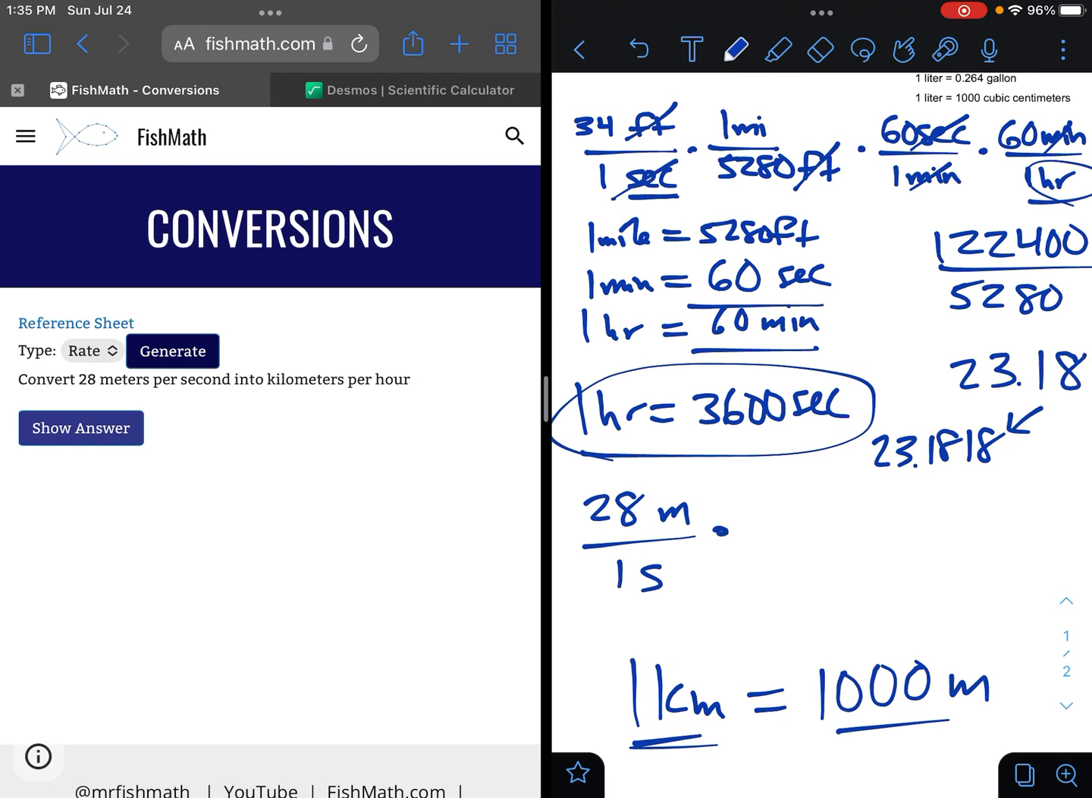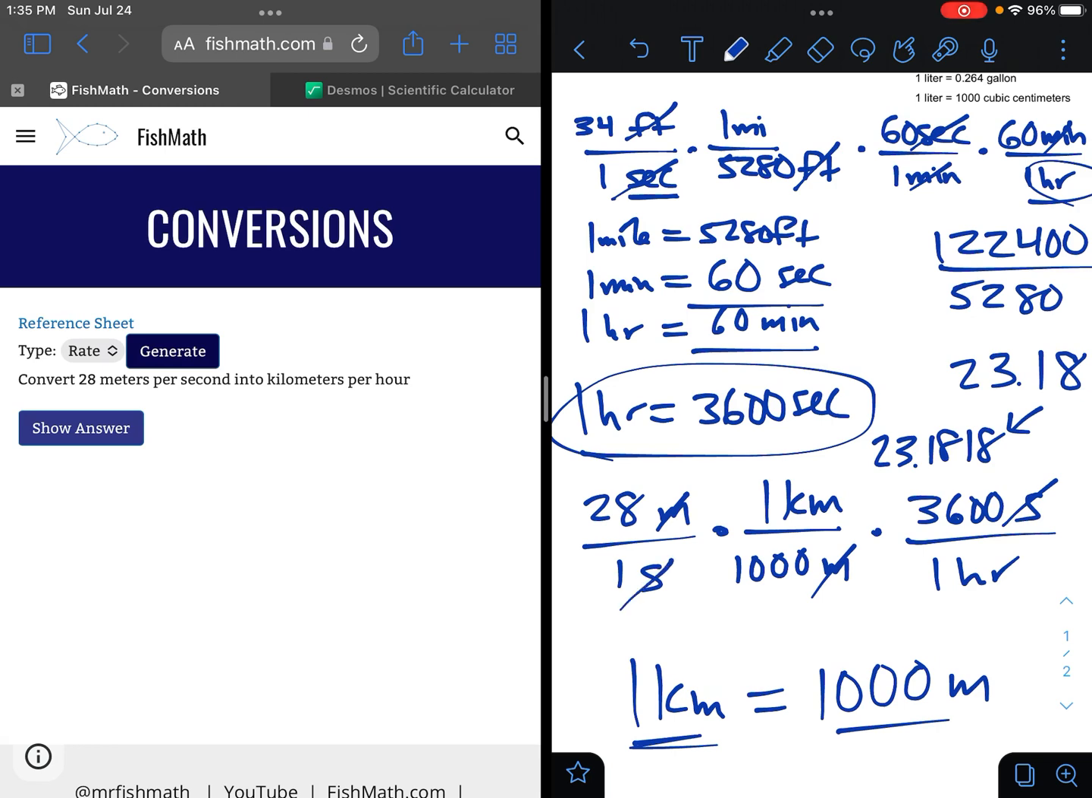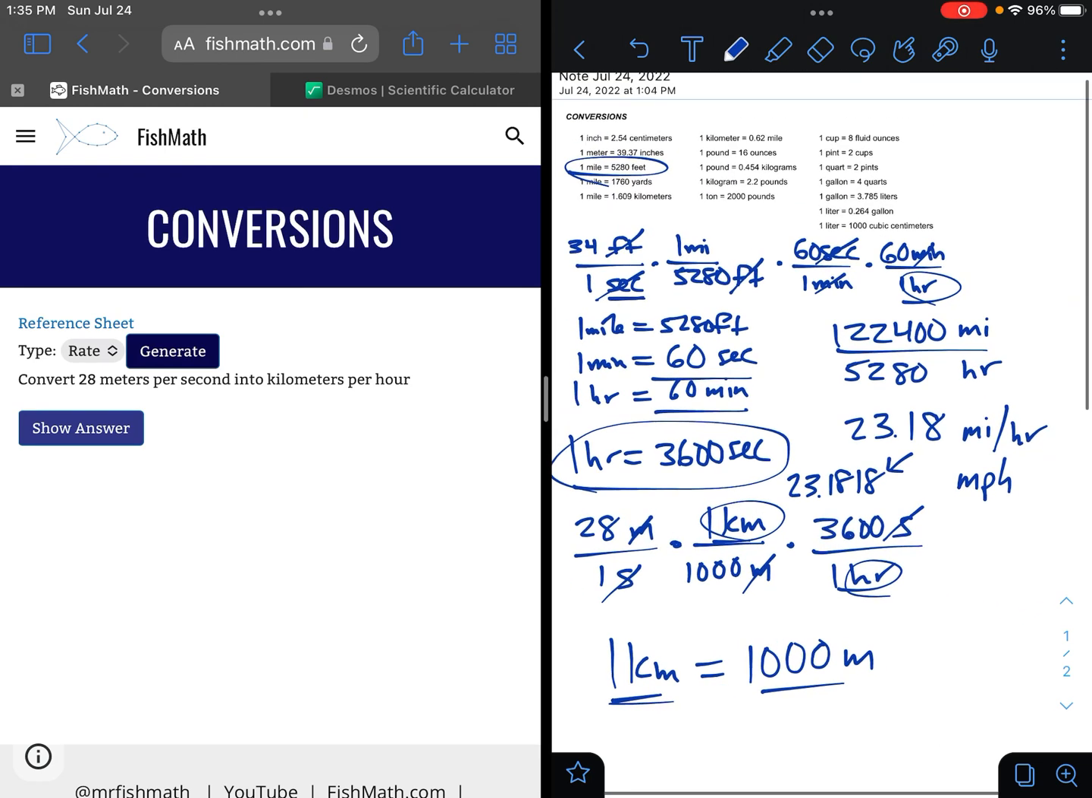So I'm going to do one of my ratios here. I want to get rid of the meters, so I'm going to put meters in the bottom. So let those two cancel. And that's for 1 kilometer. I want to get rid of my seconds. So I'm going to put the 3,600 seconds up top divided by 1 hour. Seconds are gone. So again, you'll see all that's left is kilometers per hour, which is what we're looking for.